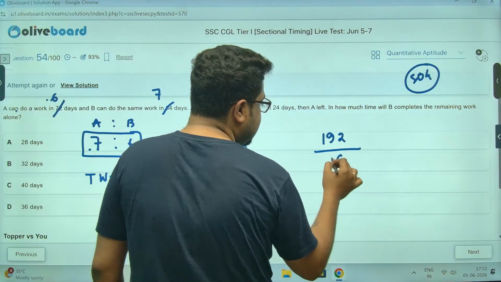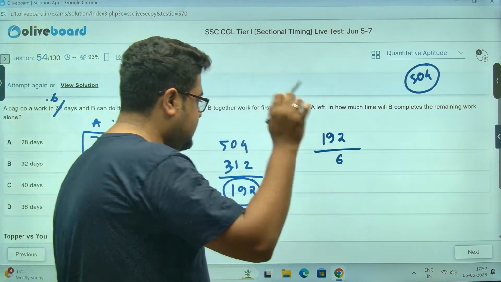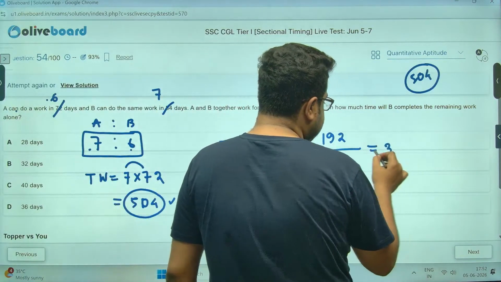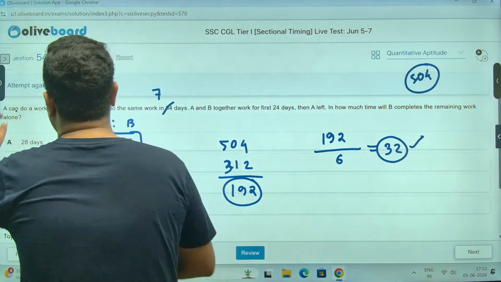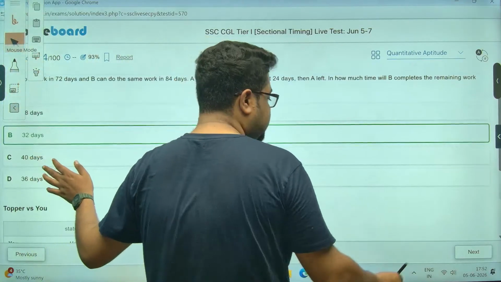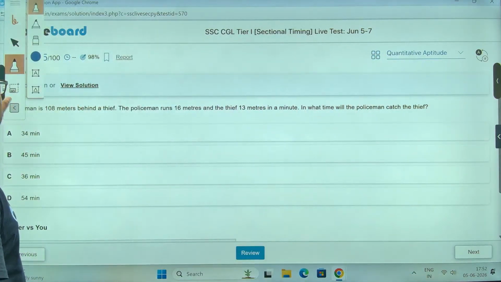Now this 192 remaining units will be done by B, which is 6. Extremely sorry, sir. 3 6s are 18, 3 2s are this. 32 days will be the answer. पता नहीं what happened. Sir, option B is the answer. I'm so sorry. Sir, next one.